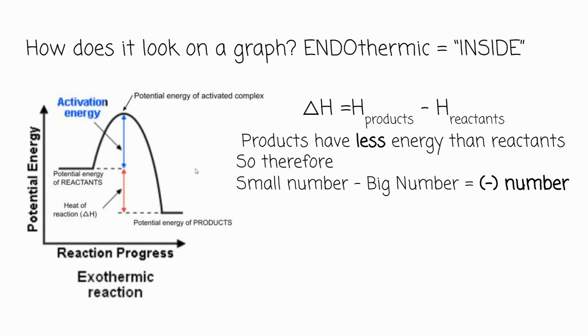But now it's going to be reversed because the products is smaller. So now the products is 3 and the reactants is 5. So 3 minus 5 is negative 2. When it's a small number minus a big number, which means your products have less energy than your reactants, you're going to get a negative number. So when you calculate delta H, if your delta H is negative, that's how you know it is an exothermic reaction. Once again, this should say exo and that should say outside because exo means heat is leaving.